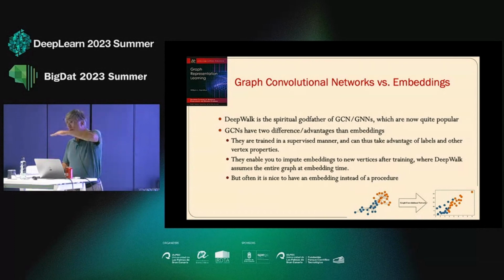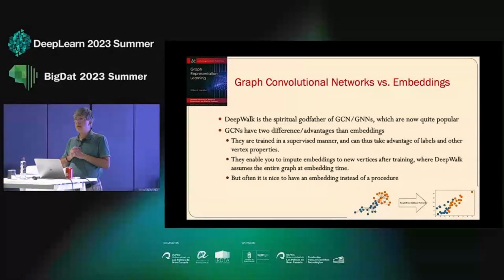Training a model based on those supervised things, that is what graph convolutional networks are good for, okay? And that's a little different than what the embeddings are, okay? Any questions about that?